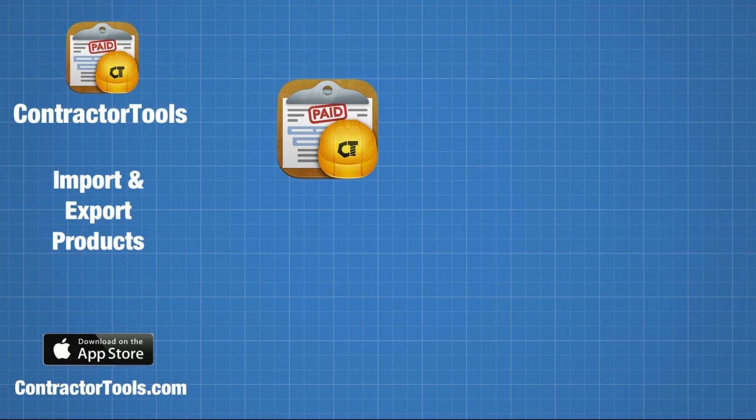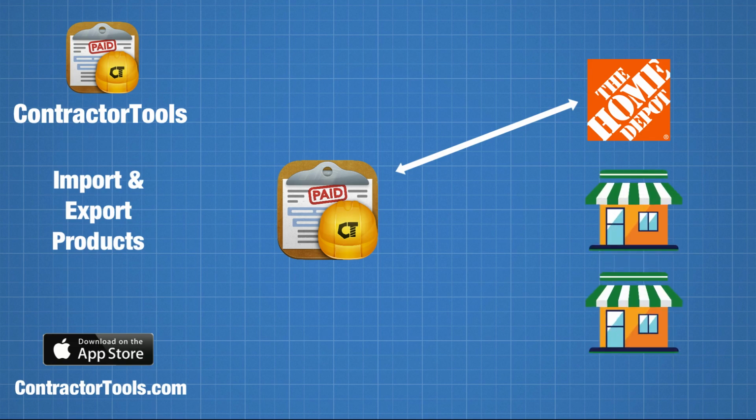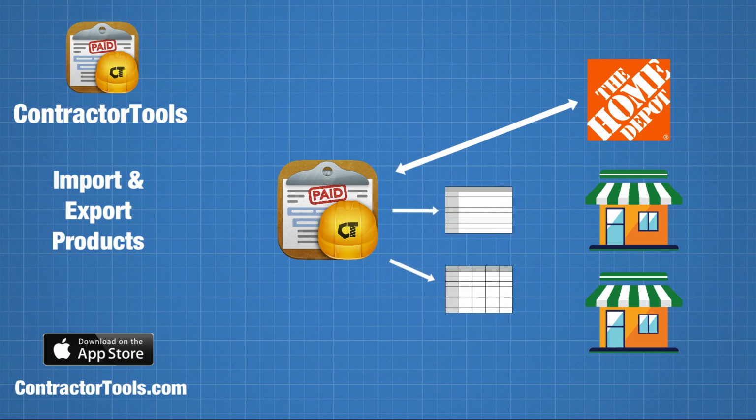Finally, while Contractor Tools updates prices for products from Home Depot automatically, prices from other vendors must be updated manually. Rather than having to pull up each product and enter the updated price one at a time, now you can export the list of products for a specific vendor, send that list to the vendor to request updated prices, and then re-import the list to update the prices in Contractor Tools. Let's have a look at how this works in the app.